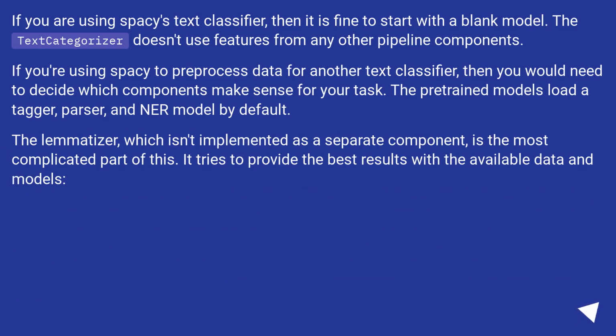If you are using spaCy's text classifier, then it is fine to start with a blank model. The text categorizer doesn't use features from any other pipeline components. If you're using spaCy to pre-process data for another text classifier, then you would need to decide which components make sense for your task. The pre-trained models load a tagger, parser, and NER model by default. The lemmatizer, which isn't implemented as a separate component, is the most complicated part of this. It tries to provide the best results with the available data and models.